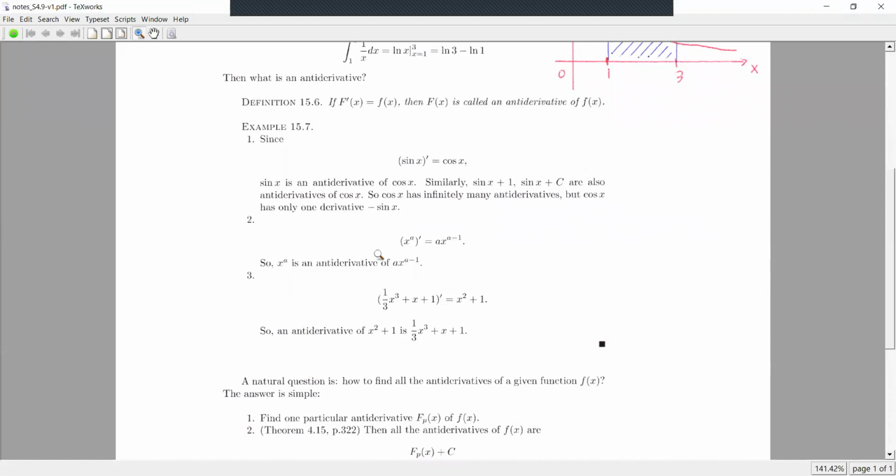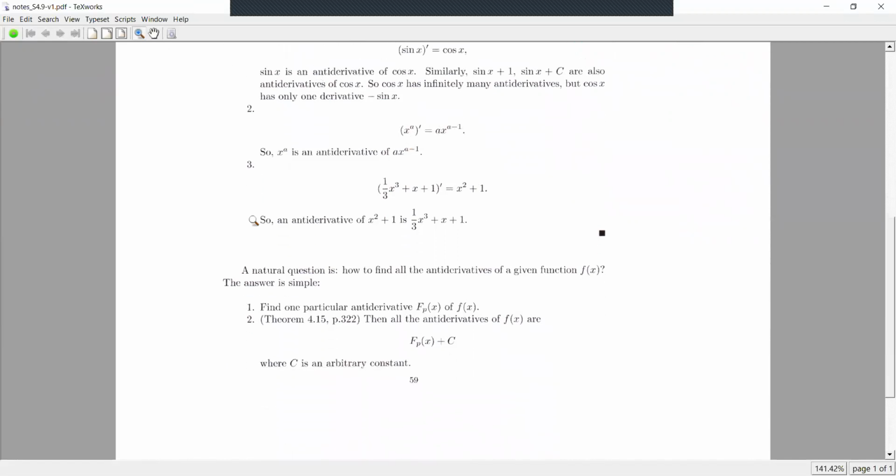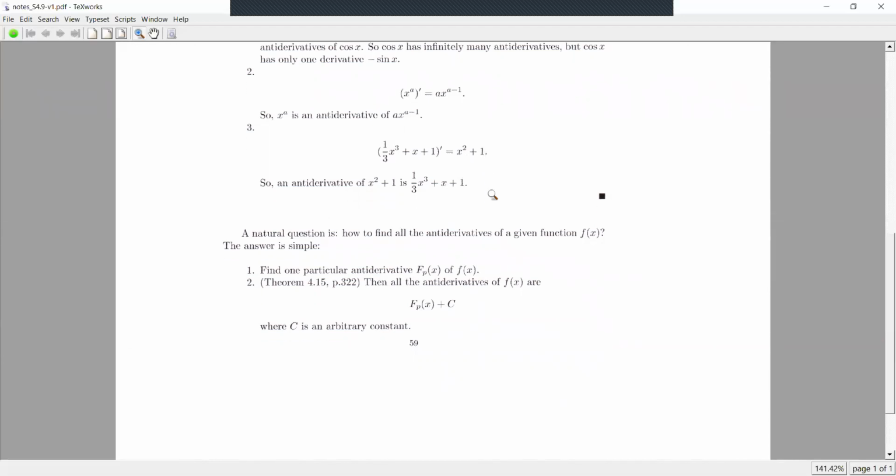Second example, this is the power formula for power functions. The derivative of x to the a is this function. So x to the a is an antiderivative of this function. Example 3. It is easy to see that the derivative of this polynomial is x squared plus 1. So this polynomial is an antiderivative of x squared plus 1.